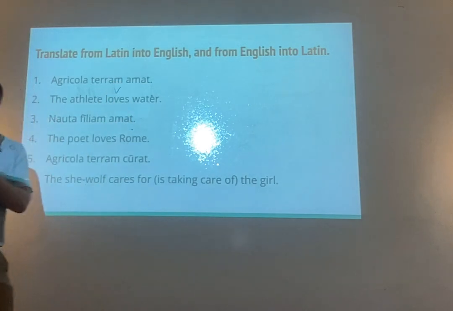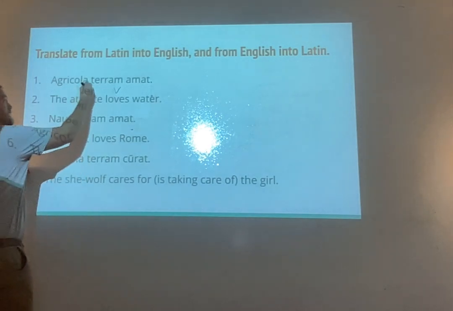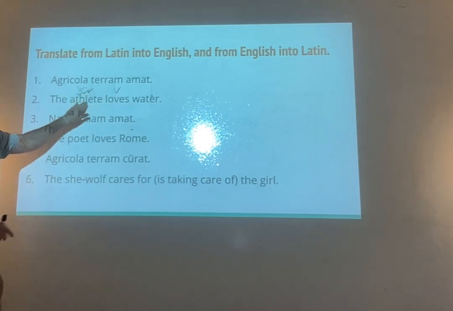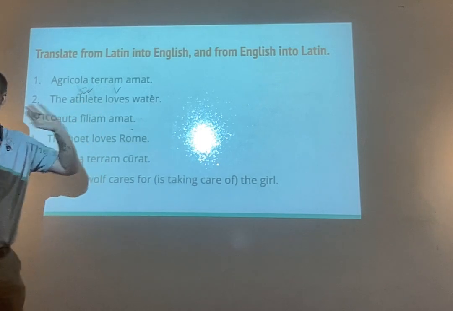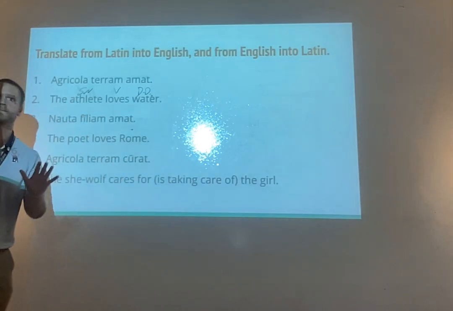Now you find the subject noun by identifying who is loving. Who is doing the loving? So who is doing the loving, Easton? The athlete. The athlete. That's the subject noun. Now, what is the athlete loving? Water. There you go. That's how you can identify the subject noun and the direct object in the verb. You guys see that? Okay?